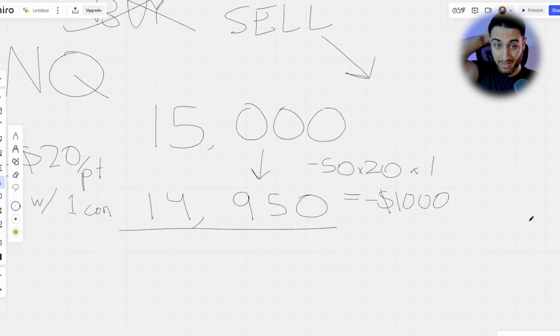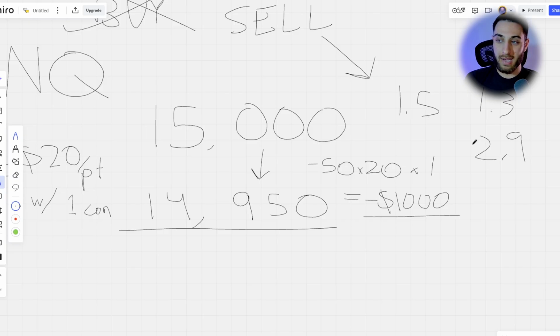Now you might be saying, that's a lot of money. What if I don't even want to lose this much with one contract? What if I want to be able to make or lose less? Because the thing with futures is you can't trade with a number of contracts that isn't a whole number. So you can trade with 1, 2, 3, 5, 10, 12. You can't trade with 1.5, 1.3, 2.9, any of that stuff. You need only whole numbers. That's why the micros exist.